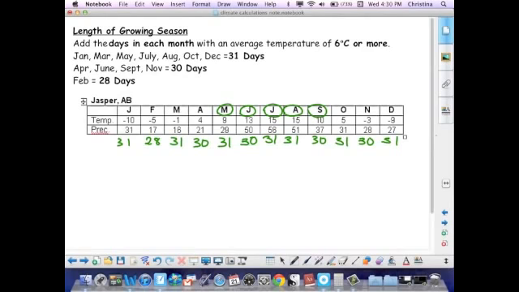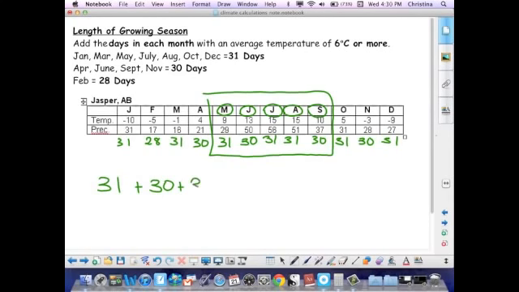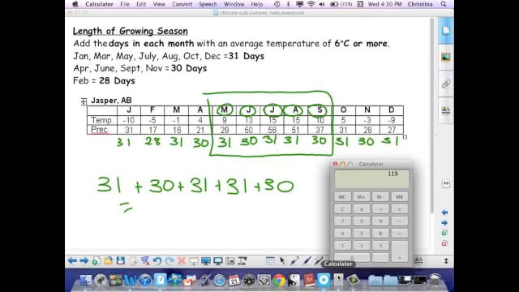And so what we're going to do is take only these months here and add those ones up. So we're going to take 31 plus 30 plus 31 plus 31 plus 30. And let's calculate that.